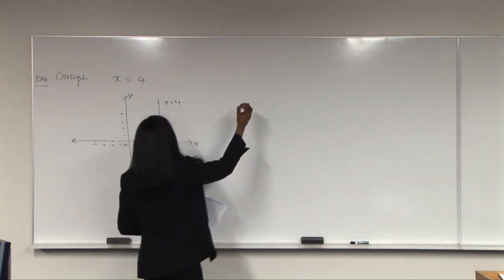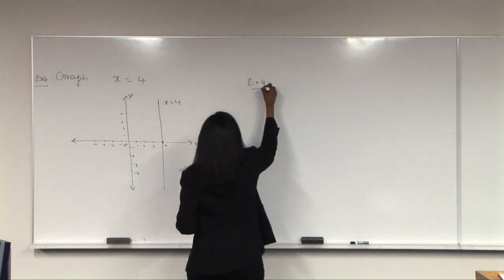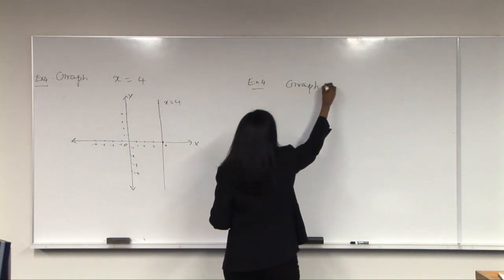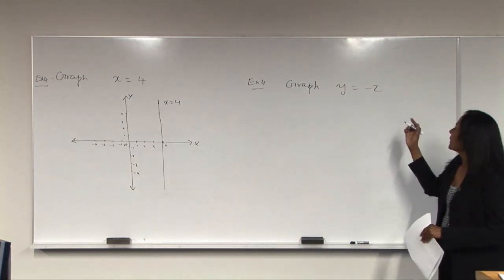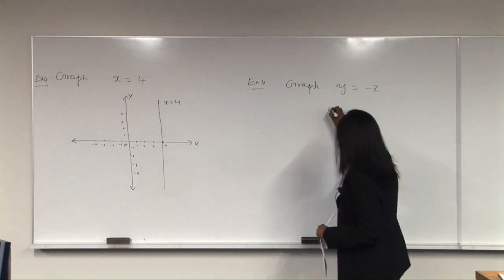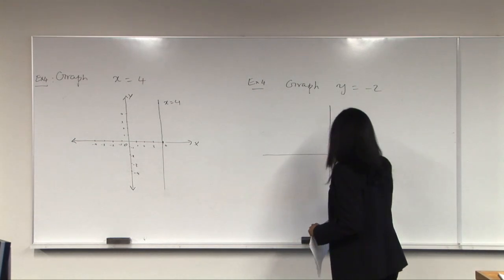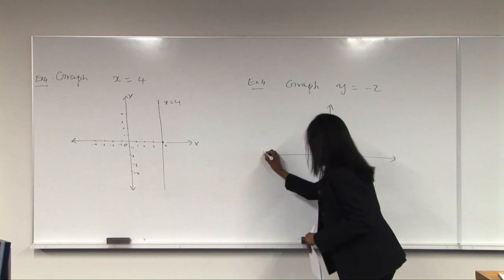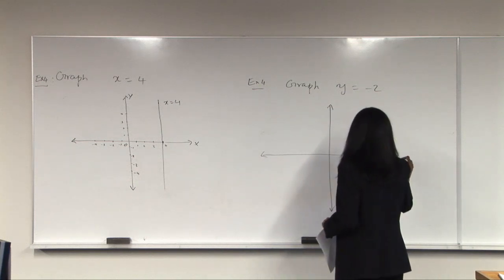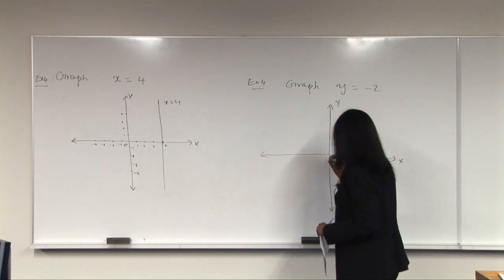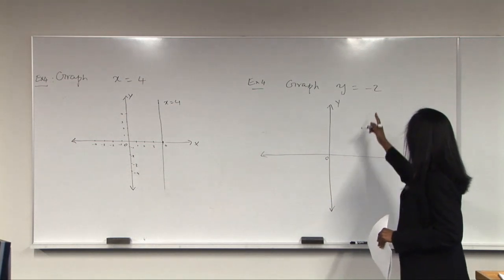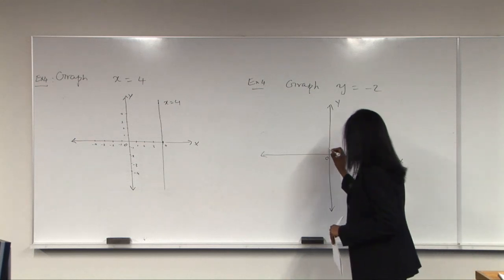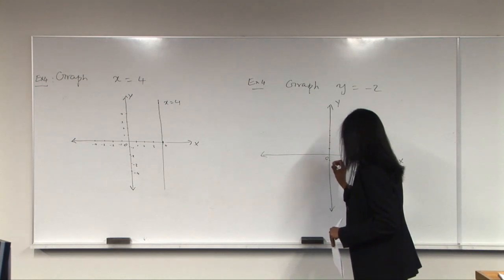So now let's graph another problem. Graph y is equal to -2. So here you see y is equal to -2. So you are asked to graph this, and we need the x-axis, y-axis, and then now here you are looking at the problem. So there it is, y is equal to -2.